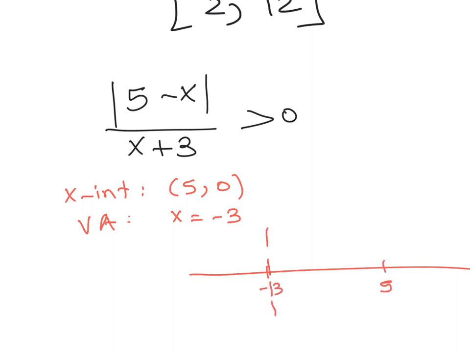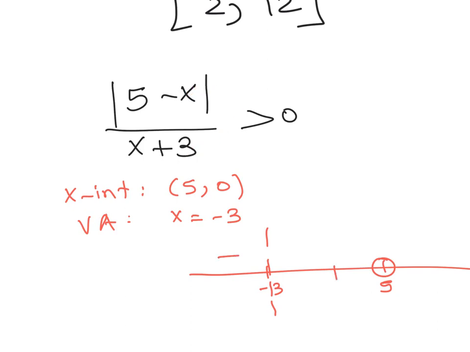At 5, the x-intercept is not included, so I'm going to have an open circle over there. Now let's take a number that's less than negative 3. The absolute value is always going to be positive, so I only care about what this number will do to the bottom of this fraction. Let's say negative 4. Negative 4 plus 3 is negative. That's positive divided by negative, so that's negative.